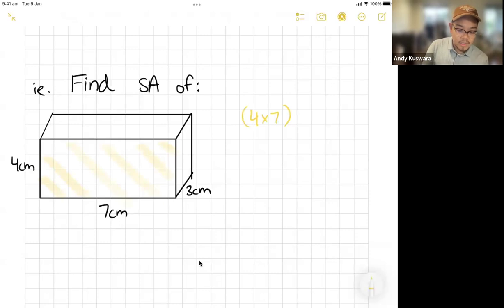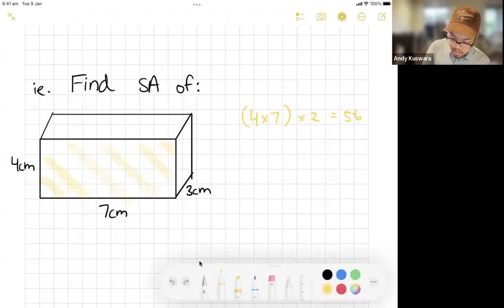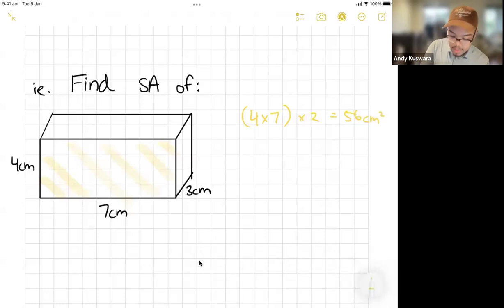Now, what I notice here is there's also going to be this exact same face right on the opposite side. So I'm actually going to times that by 2. Okay, so 28 times 2 gives you 56 centimeters squared. And that would be that.